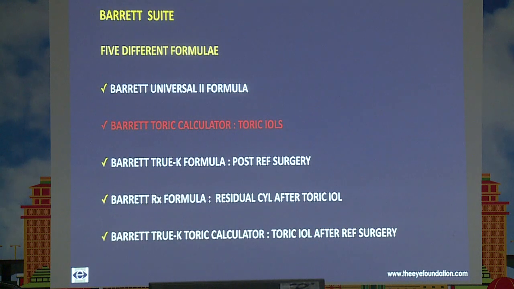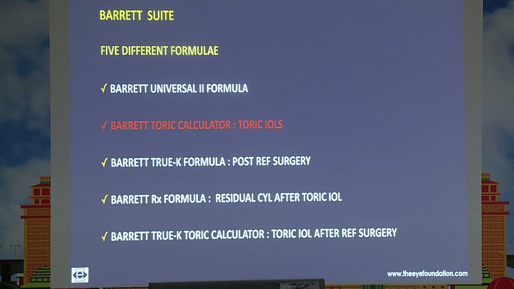It's extremely important that you use the right instrument and the right formula. There are several different formulas that we have nowadays in our armamentarium. We usually go with the Barrett toric calculator. Actually, when we put the patient on any of our optical biometers, the go-to formula is not Barrett Universal 2 but the Barrett toric calculator. That tells us whether the patient is fit for a toric monofocal or toric multifocal, and then the entire counseling for the patient is done accordingly.